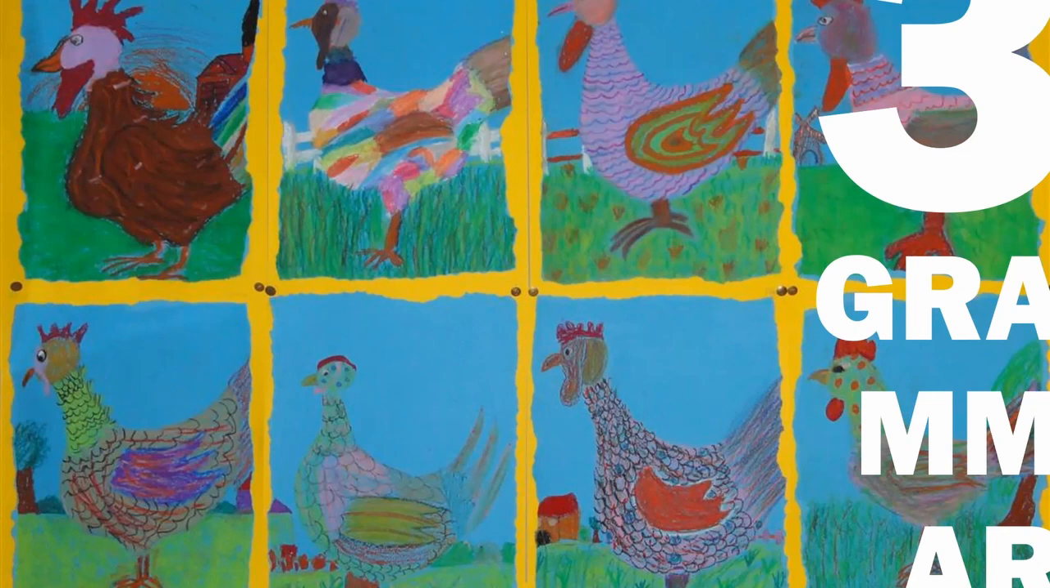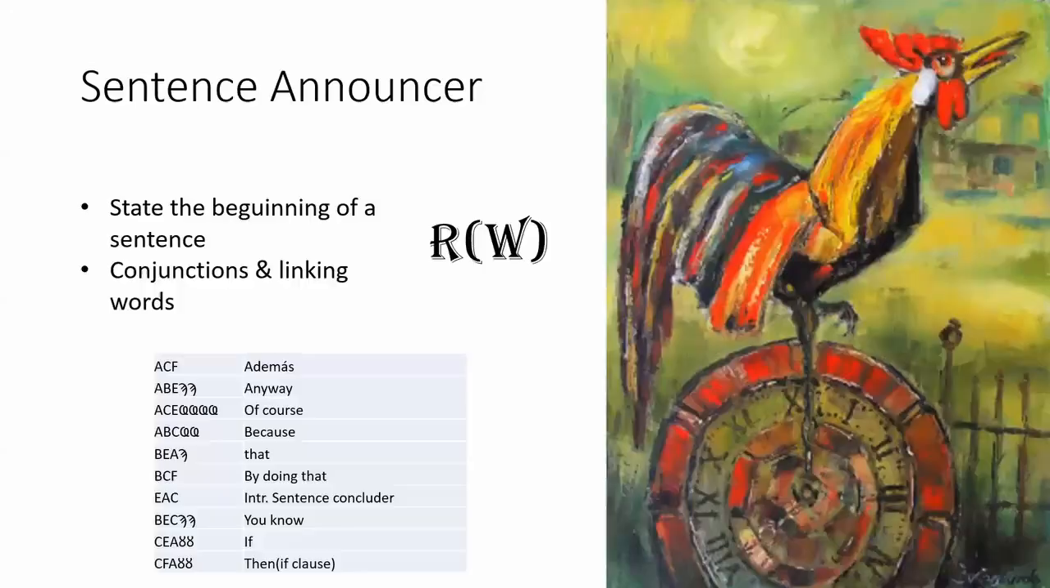The most important aspect is the syntax. Every sentence must have the same syntax. It consists of the following parts in the following order. First comes the sentence announcer. Besides stating the beginning of a sentence, it also gives some additional information regarding its context. English conjunctions and linking words are the equivalent. It consists of a rooster required followed by some wing flaps.